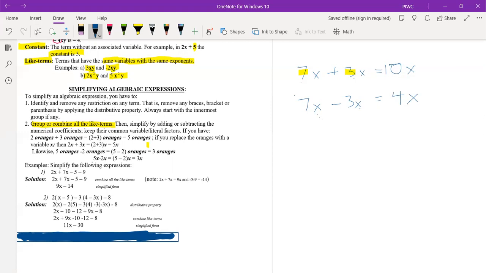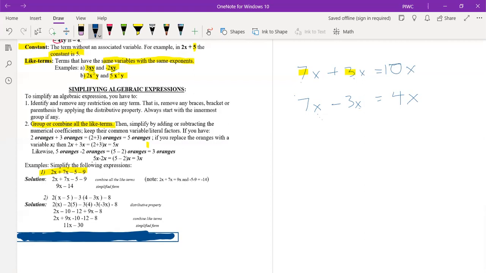All right, so let's look at one example of how to simplify an algebraic expression. Let's look at example 1 right here. Okay, so what do we do? You have 7x minus 5, 2x, sorry, 2x plus 7x minus 5 minus 9. Okay, so you're going to put the like terms together. We have 2x and 7x that are alike, so we can combine them, right? And then negative 5 and negative 9, they are alike, so we can put them together like this.